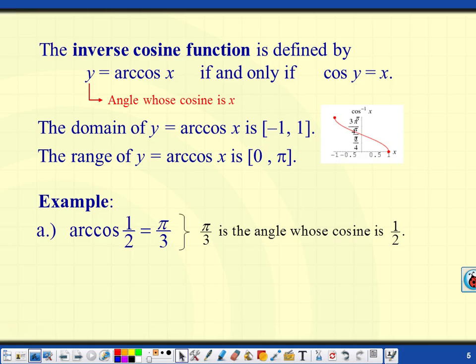So let me just pick a random. We'll do one. Arc cosine of, let's go for, what do I have here? I already have that, so let's do negative square root of 3 over 2.